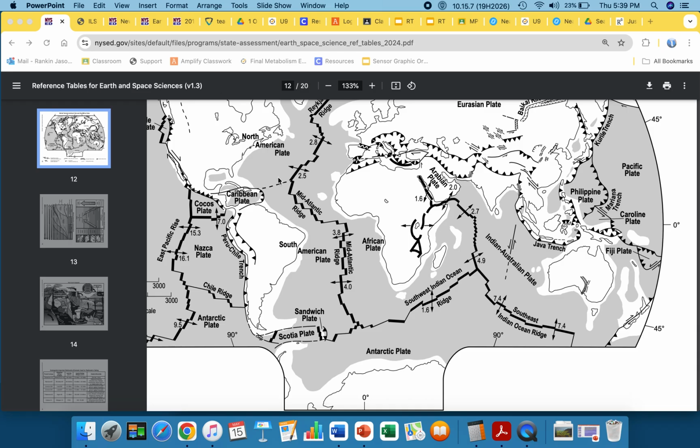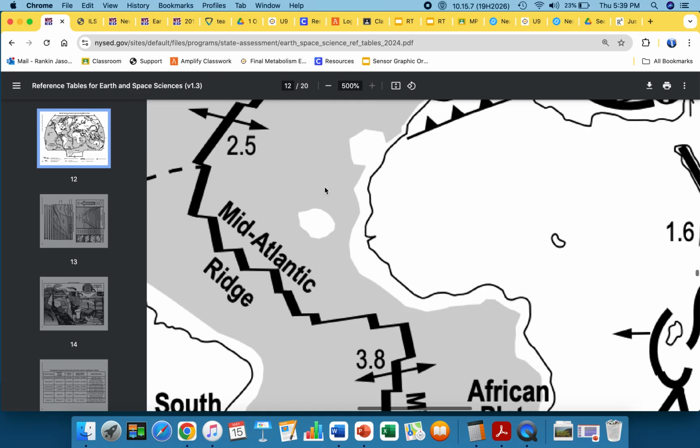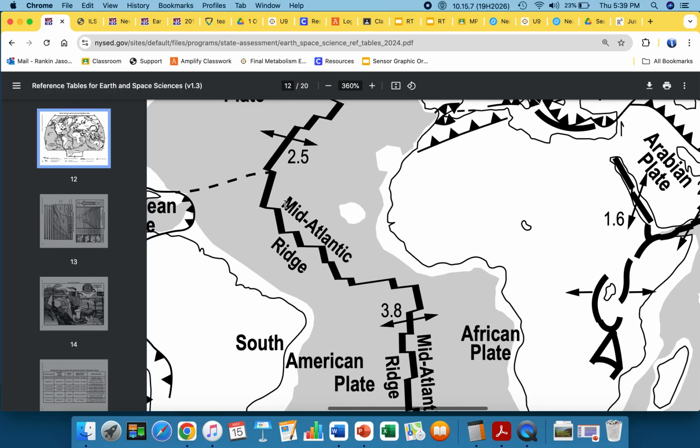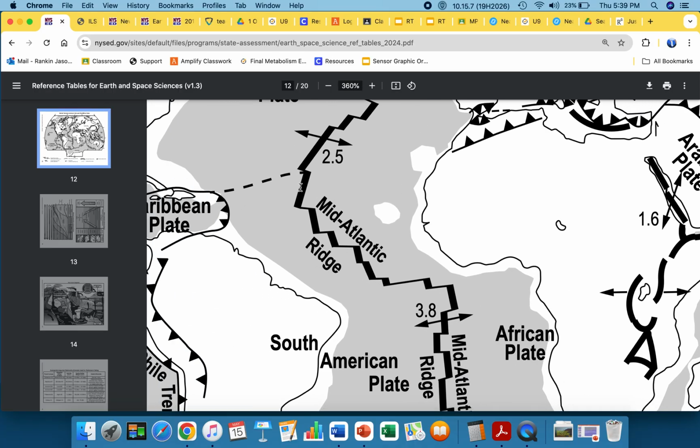All right, going back to page number 12. Here is a great example. You have a ridge here and a ridge here. These two ridges are offset. And this line here that connects them is a transform fault boundary. Here's a ridge, here's another ridge. They're offset. This line here connects them through a transform fault boundary.